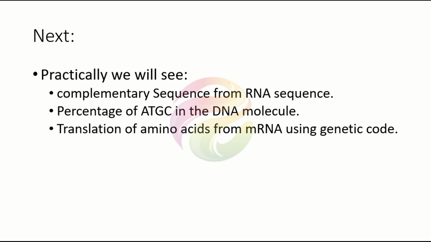So next we will do some practical, that is, we will see the complementary sequence from the RNA sequence. And then we will see what is the percentage of A, T, G, C in the DNA molecule. For translation, we will manually use the genetic code and the amino acid chart to translate the messenger RNA into amino acids.